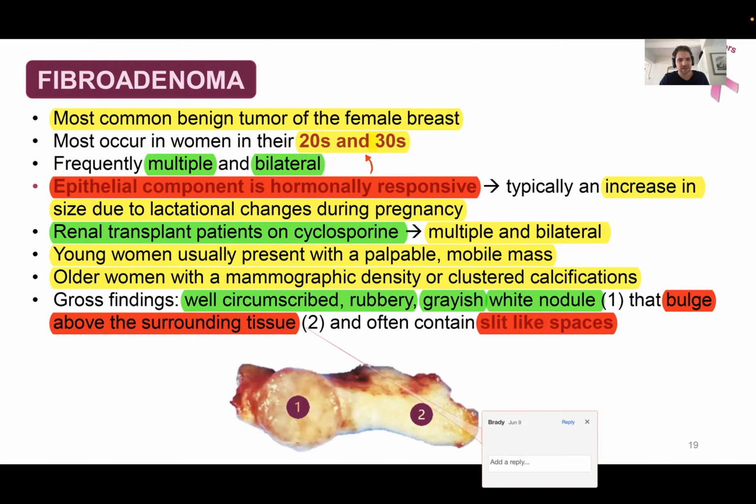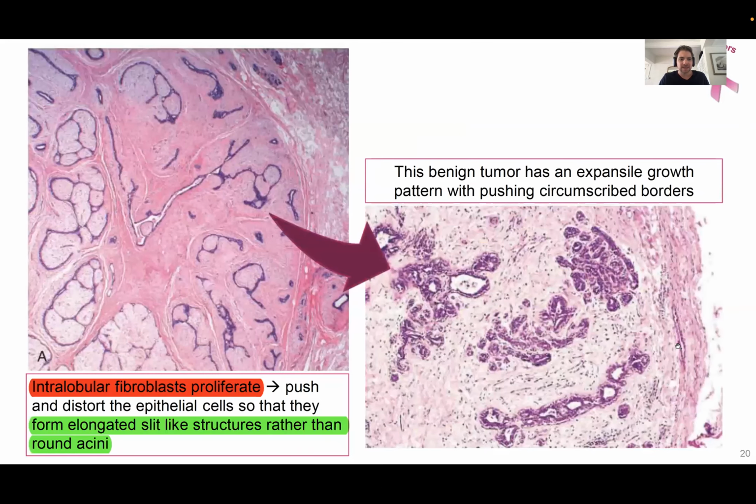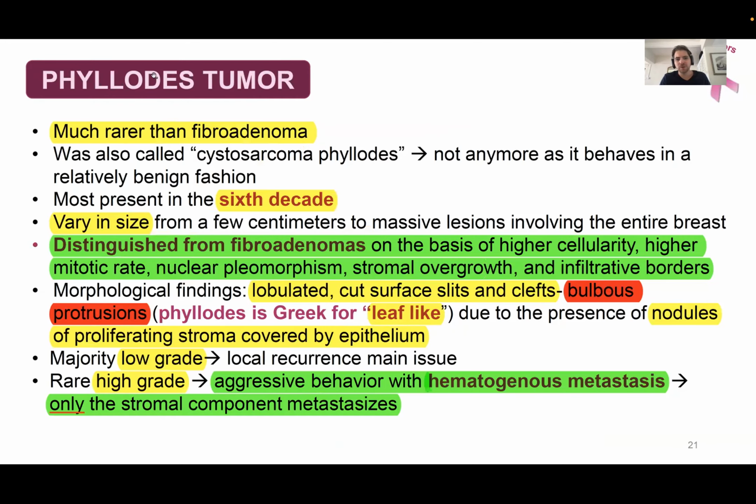Some of these are just pathological descriptions: well circumscribed, which would be more of a benign type of tumor, rubbery, grayish. Honestly, I think most of these histology slides look the same to me, so it's kind of hard to differentiate. And then you have these phyllodes tumors. Phyllodes means leaf-like, so that's what you're looking at there. This is going to happen more postmenopausal, in the 6th decade.